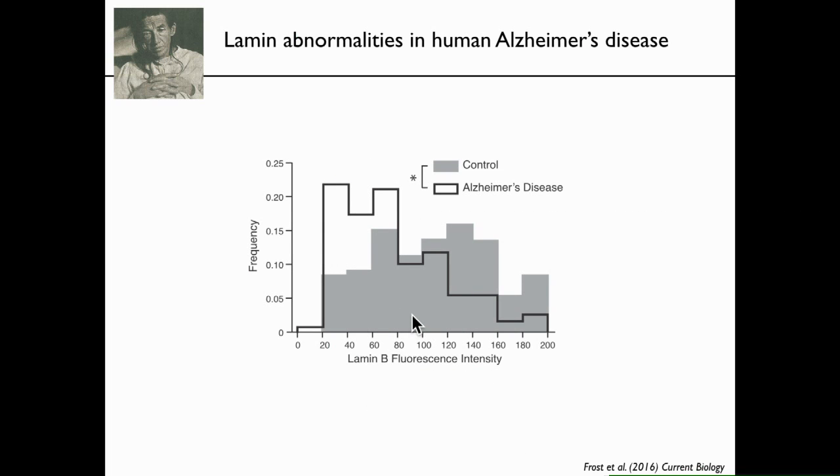When I look at overall levels of Lamin protein by immunofluorescence, I see a slight but significant decrease in the total levels of Lamin protein. So in the Alzheimer's disease brain here, we're looking at total Lamin B fluorescence intensity. You can see that it's shifted downward compared to the control brains.